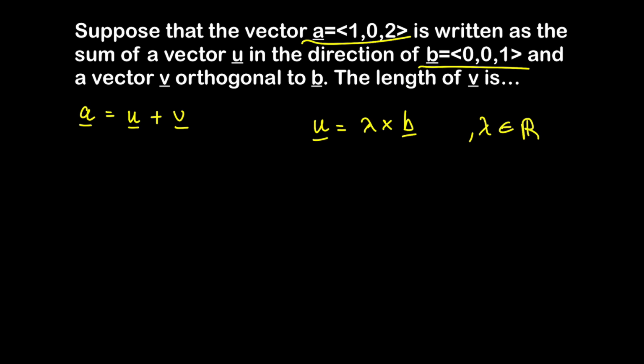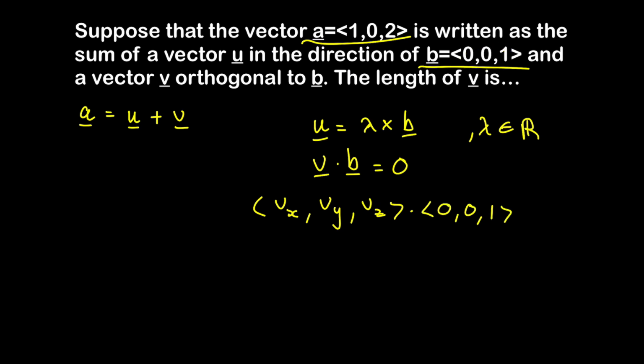Okay, so we now need to look at the vector V. The vector V is orthogonal to this vector B, so that means that V dotted with B is equal to 0. Okay, so if we wrote V out in vector form, we have V with its x component, the y component, and the z component. And that is dotted with vector B, which is 0, 0, and 1. And the dot product is equal to 0.